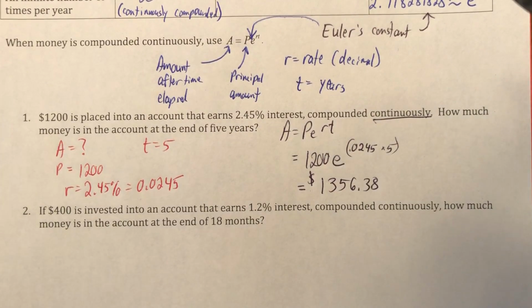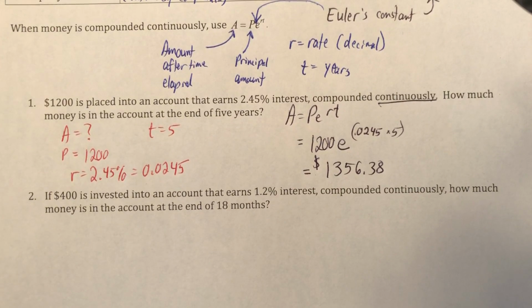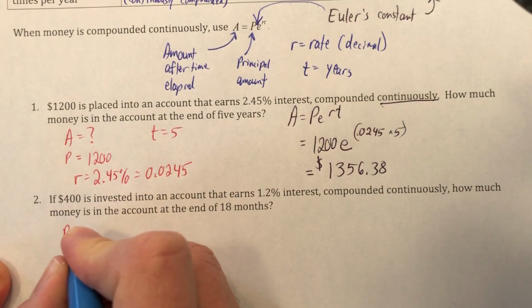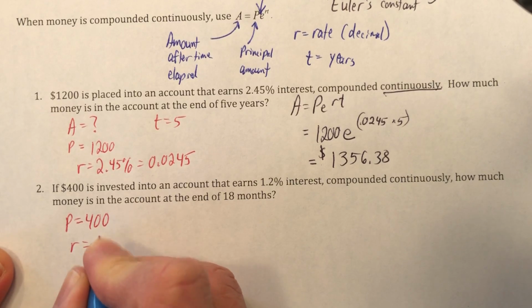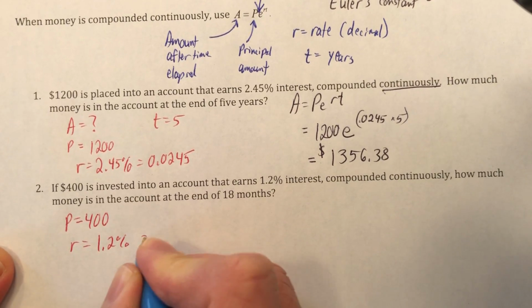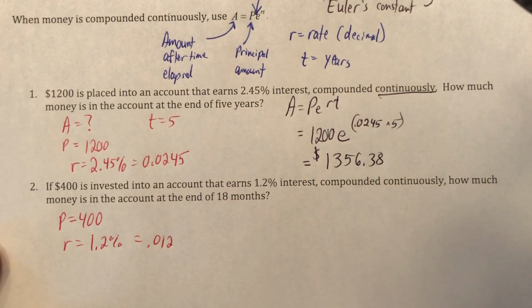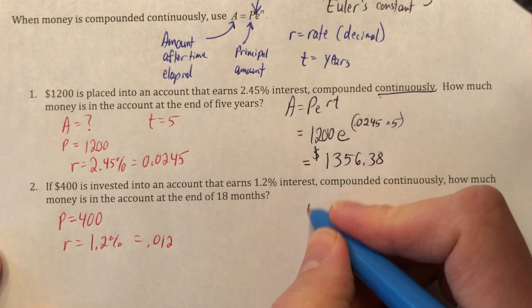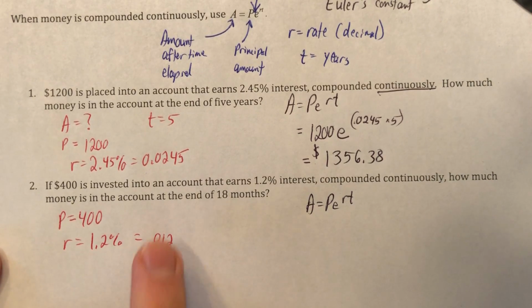So we're going to do a similar problem. $400 is invested into an account that earns 1.2% interest compounded continuously. If you find it necessary, you can write the stuff down that you know. I know P is 400. I know the rate is 1.2%, which is really 0.012. I know it's continuous, which means I'll use this formula, PE to the RT. How much money is in the account?